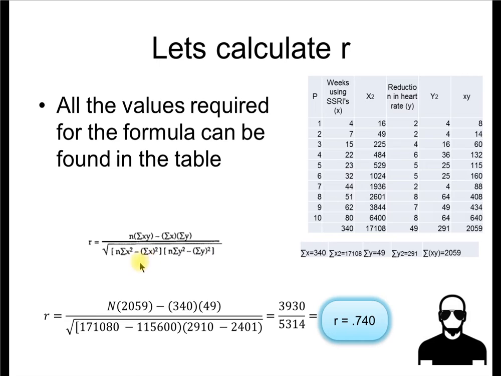We then calculate this score, which is 340 squared, which produces this value here.